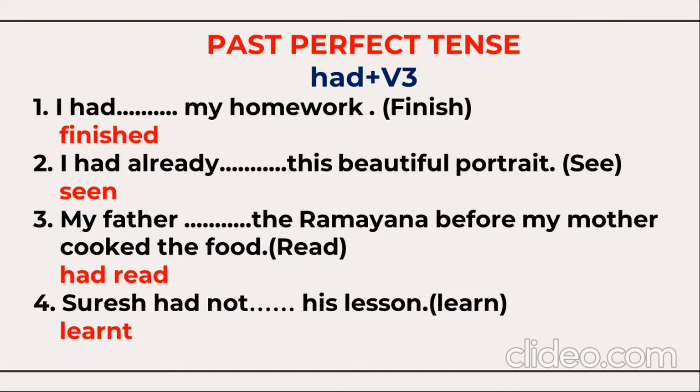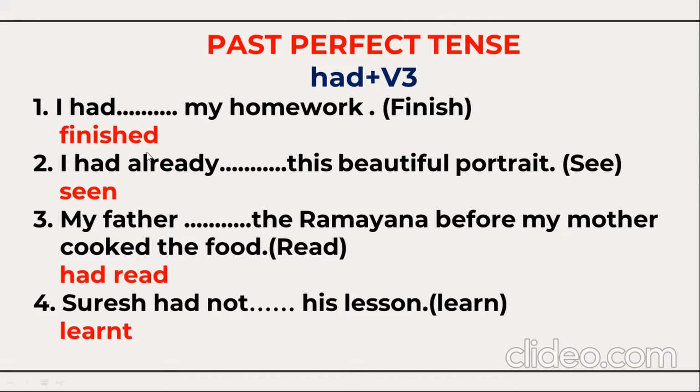So here what happens, maybe two actions may go together. Had plus verb's third form or the past participle. Here the helping verb is had, had plus V3. V3 means to say past participle. What is a past participle? Third form of the verb. Go and gone. Gone is third form.